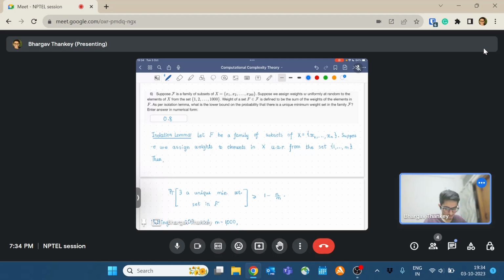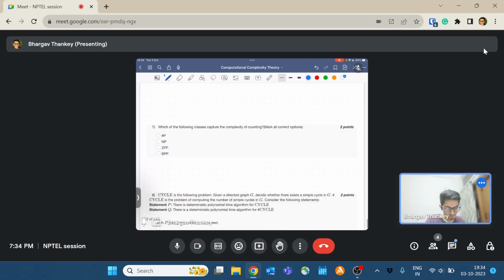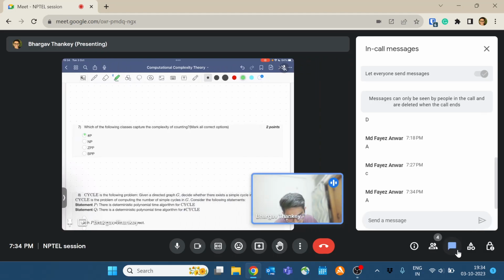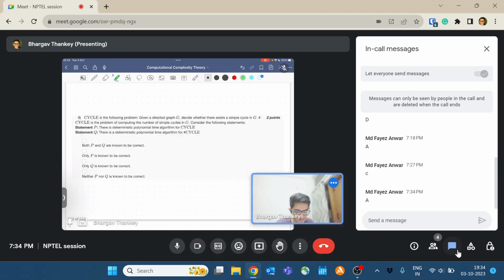Okay, so if this is okay, let's look at the next problem. The next problem is, which of the following classes capture the complexity of counting: #P, NP, ZPP, or BPP? So which of these is true? Yeah, it's A. So this was the simplest question in today's entire session. So let's look at the next problem.